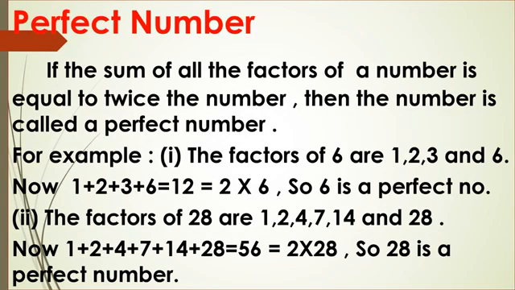Now see, is this 56 equal to twice the number? Twice the number means 2 multiplied by 28, because our number is 28. 28 twos are 56. Yes, it is equal to 56. So 28 is a perfect number. Understood? How to check whether a number is a perfect number or not?